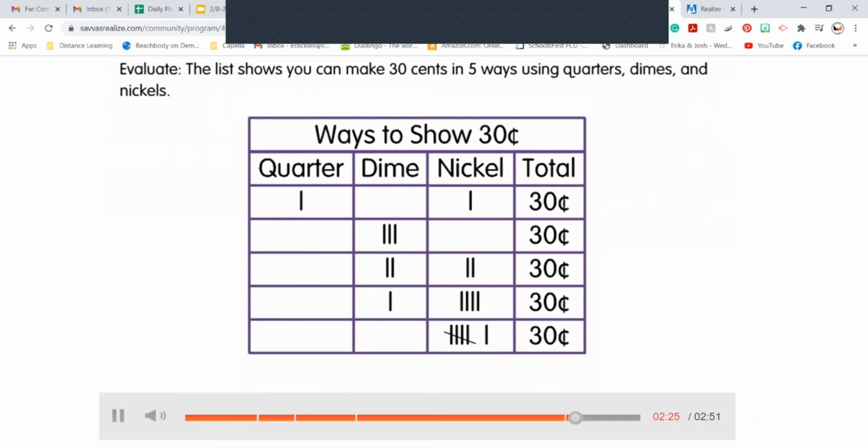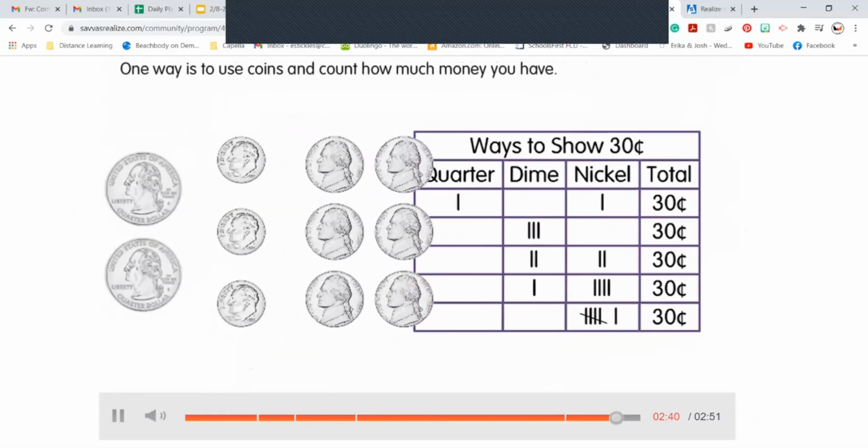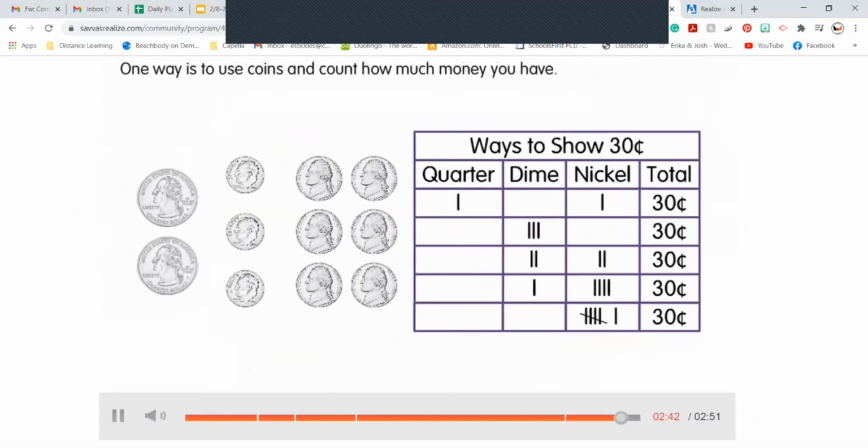Evaluate. The list shows you can make 30 cents in 5 ways using quarters, dimes, and nickels. How could you check to make sure all of the combinations equal 30 cents? One way is to use coins and count how much money you have.